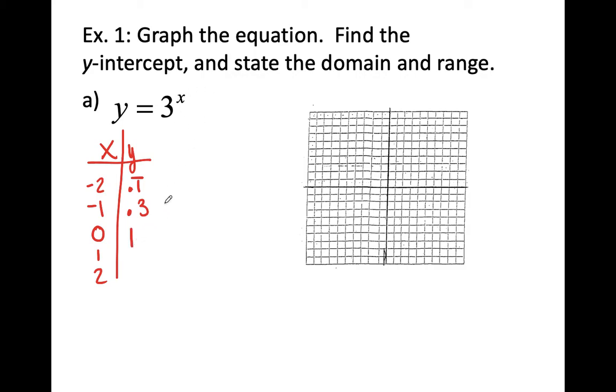And then the rest shouldn't be that bad. If I put 1 in, 3 to the first is 3. Put 2 in, 3 to the second is 9. So now I just have to graph it. So negative 2, 0.1 is pretty close there. Negative 1, 0.3 is also pretty close. Then 0, 1; 1, 3; and then 2, 9. And then we're going to graph it.